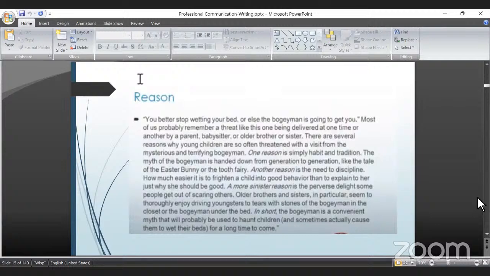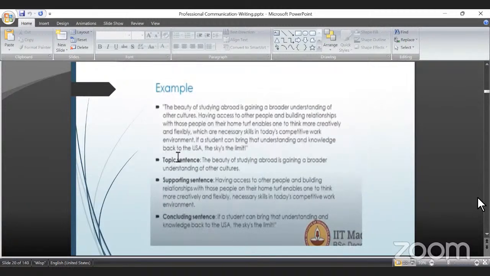Yes, because the author is saying that bogeyman is a convenient myth that will probably be used. Right. So he is making an assumption that maybe it will be used in future also. Correct. So there is some sort of additiveness that is given to the concluding sentence. However, the main function that it is performing is reinforcing the idea that is already claimed in the topic sentence and is established through the supporting sentences, right? So this in some sense ties all of them together and presents you a reinforcement of the main idea that is being discussed in the paragraph, right? And that is the function of the concluding sentence.